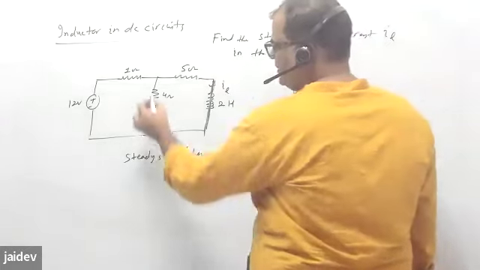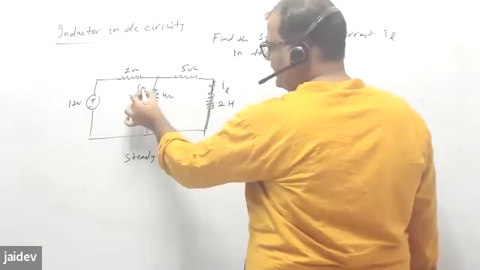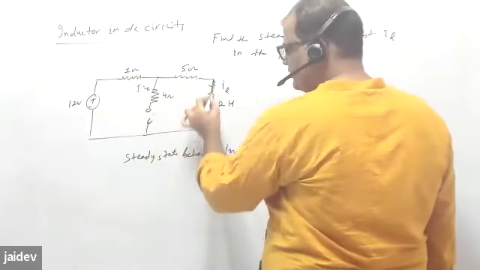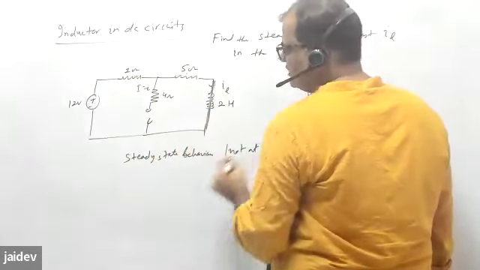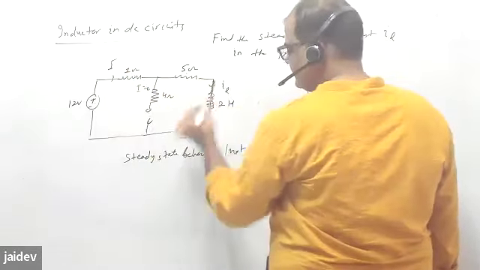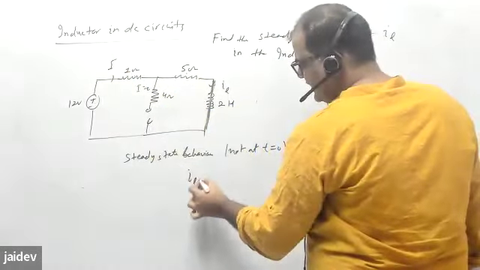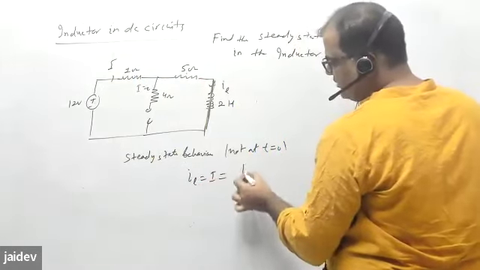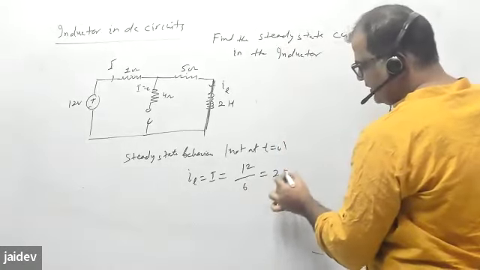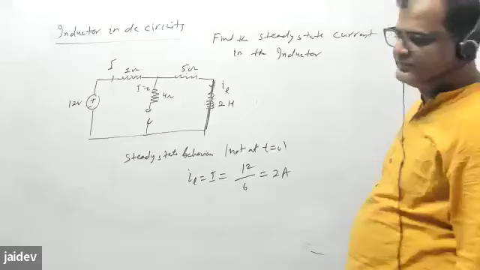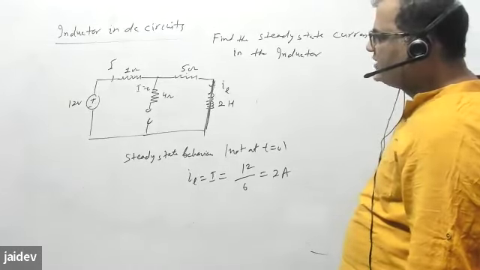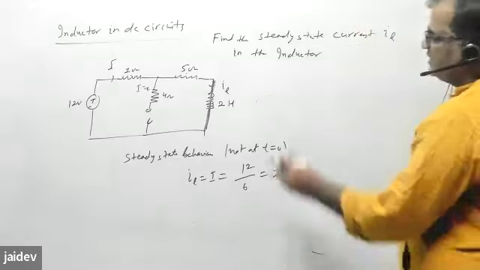Now here this is open, so no current will flow. I is zero. So we have the 12 volt battery, resistors 1 and 5, and this is the zero resistance. Short circuit means zero resistance. So the current I is equal to IL, which is 12 volt divided by 1 plus 5, that is 6 ohm, so 2 ampere. And what is the voltage across the capacitor? What is VC?